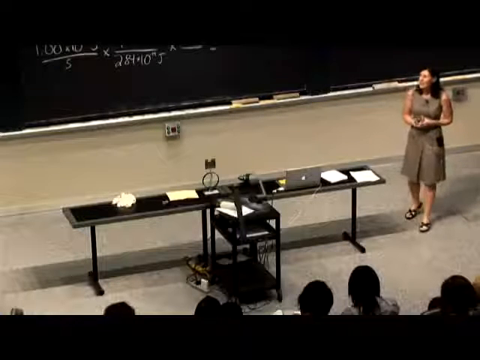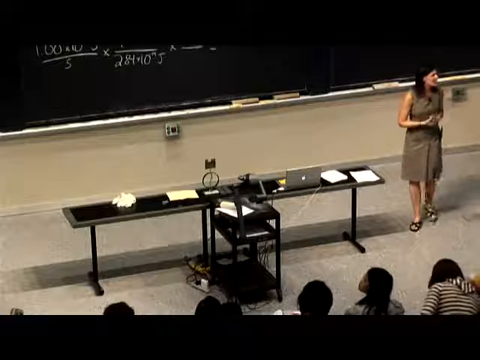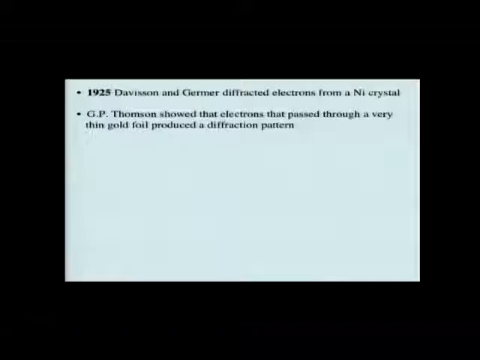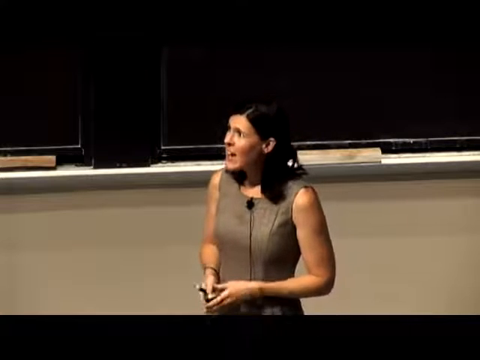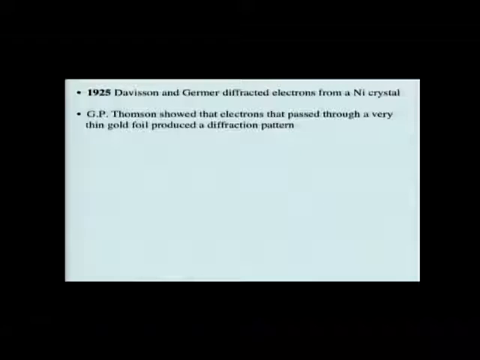At first, this was done by Davisson and Germer, American scientists who tried diffracting electrons from a nickel crystal. They did this in Bell Laboratories, and they found that the electrons did diffract. And J.P. Thomson showed a similar thing. What he did was diffract electrons through a very thin gold foil. And this is a picture.